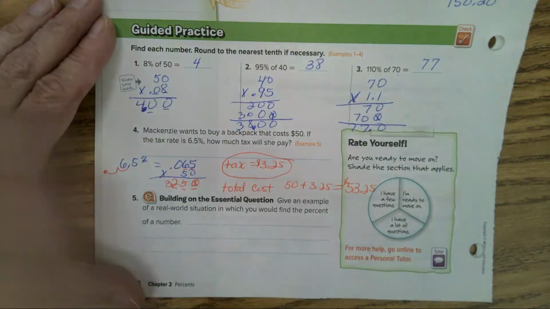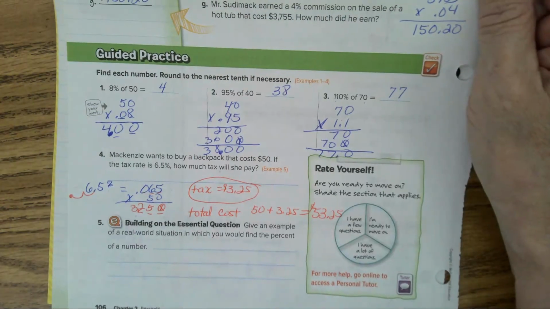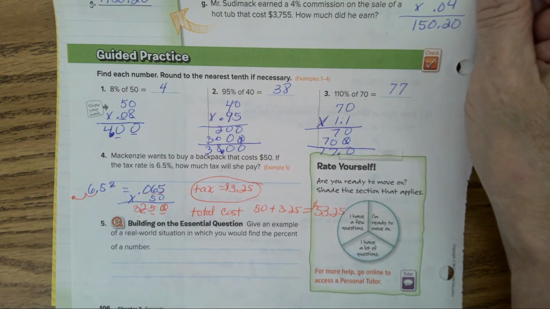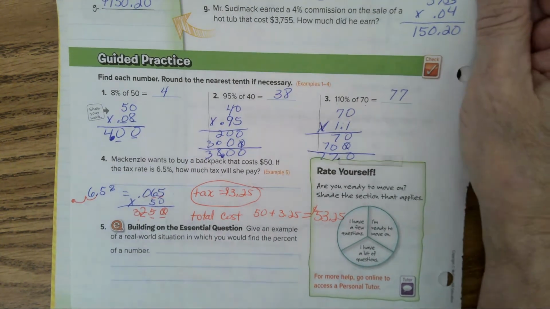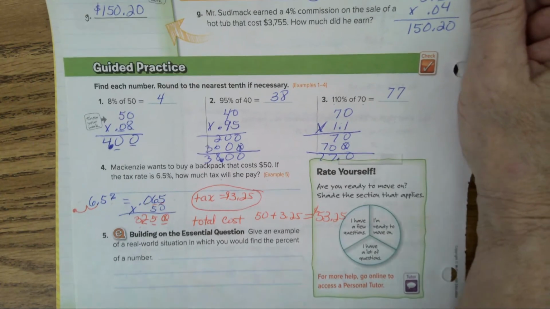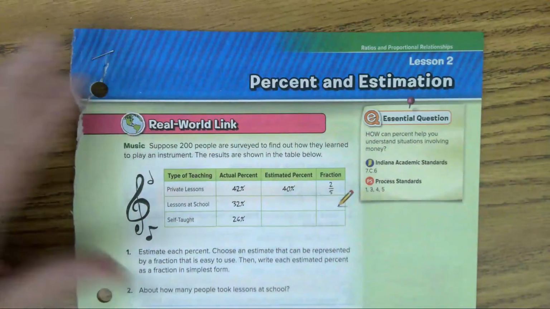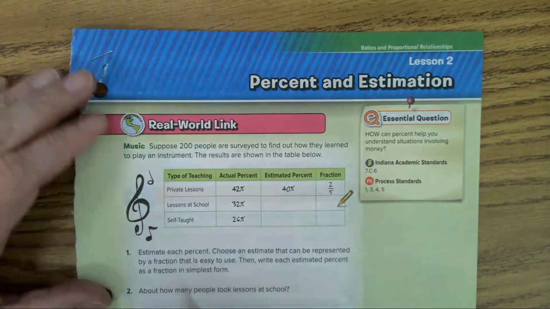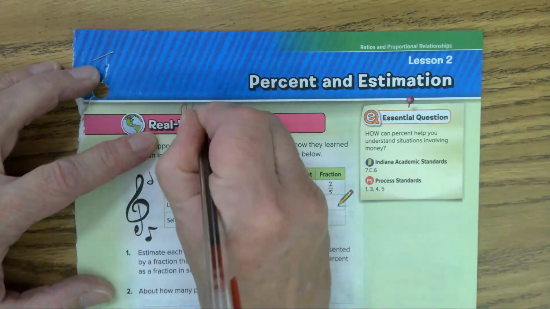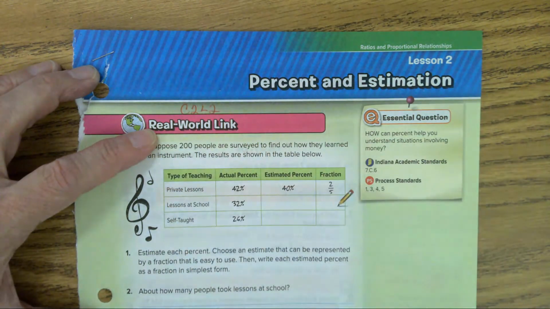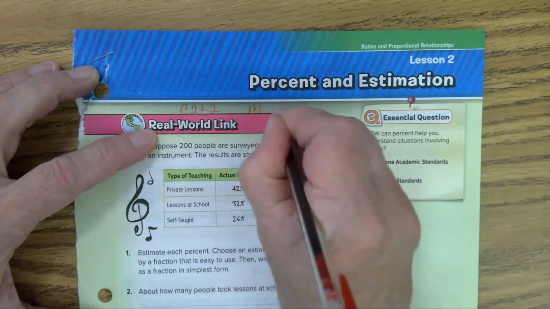Okay, now, before we go on with what I'm going to have you do for homework, I want to talk to you a little bit about the next lesson. And this lesson is about percents and estimation. Let's go now to page 111. And this is Chapter 2, Lesson 2, page 111.